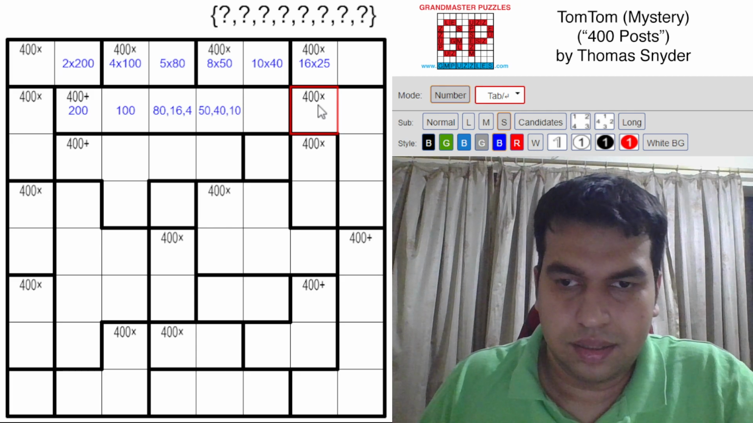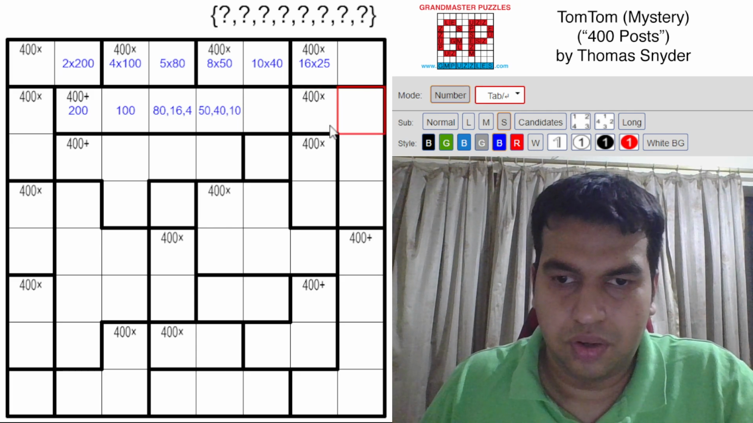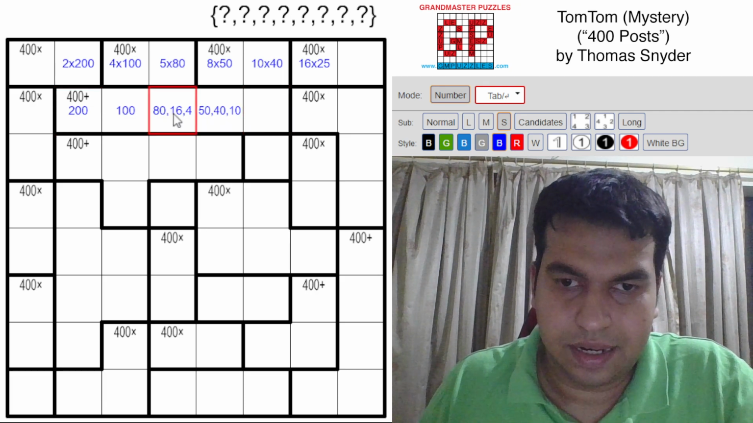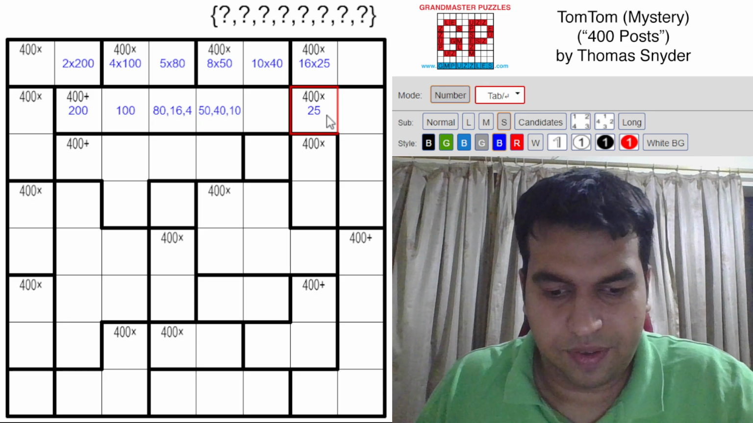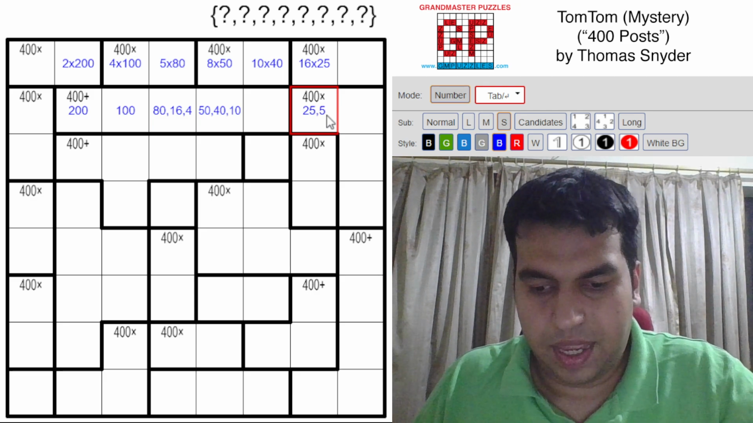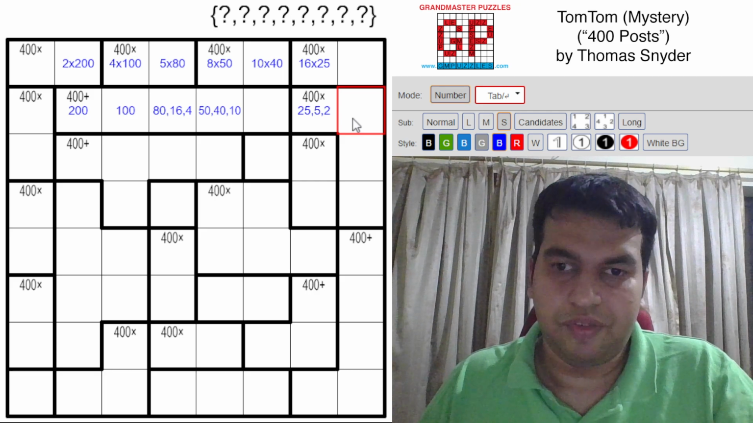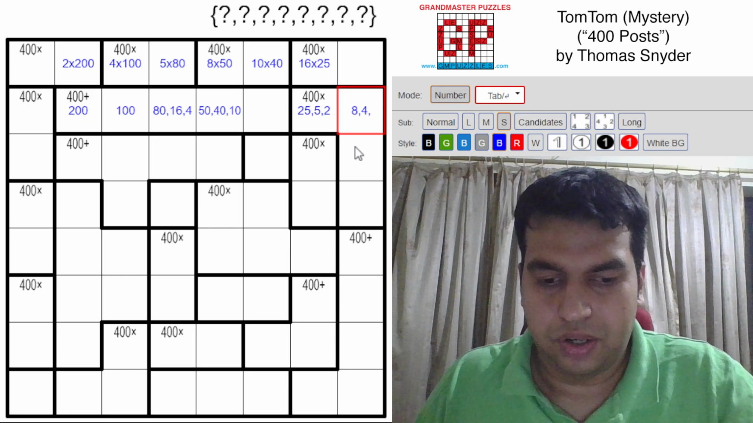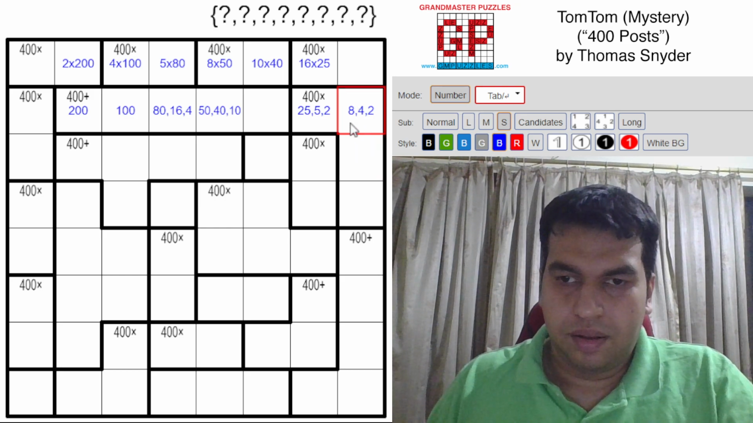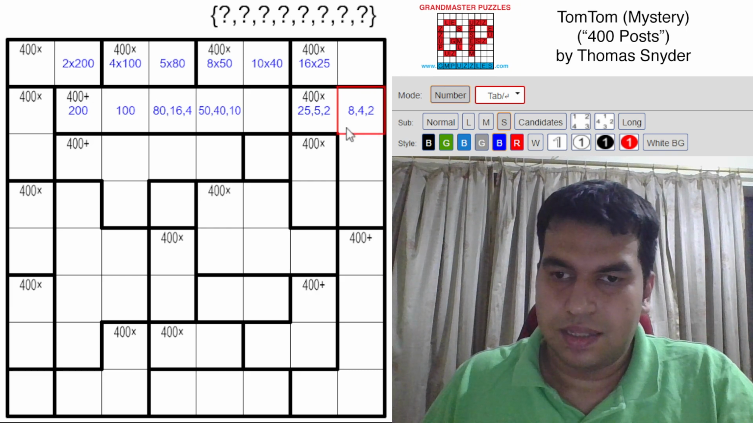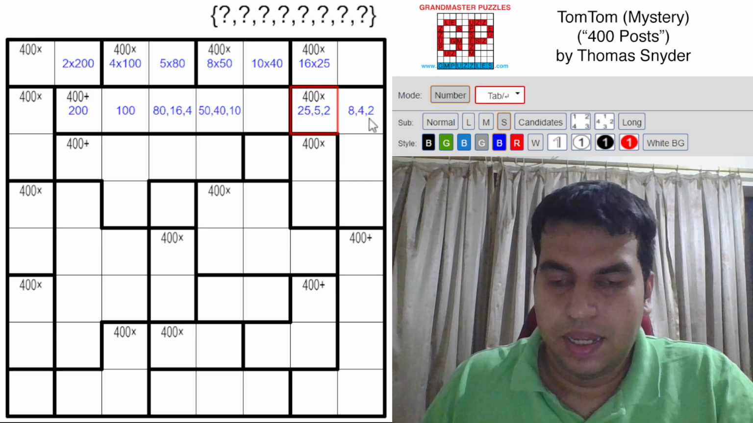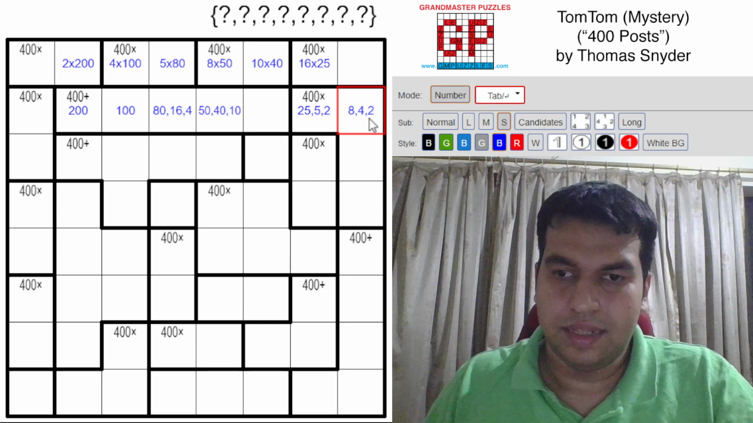The next thing here is in this row, what are the numbers which won't appear in the 400? So if it's 80, 16, and 4, then the remaining numbers are 25, 5, and 2. And if it's 50, 40, and 10, the remaining numbers from the sets we have are 8, 4, and 2. Now, with both of these sets, at least if either of this set is true, what that means is two of these numbers or two of these numbers will be in these two cells. So if it's 2, 4, and 8, let's look at the possibilities.